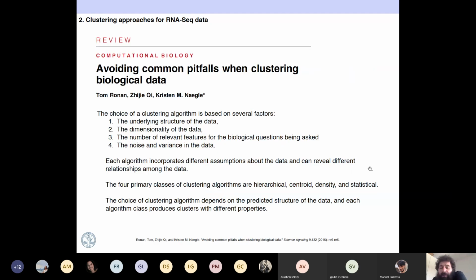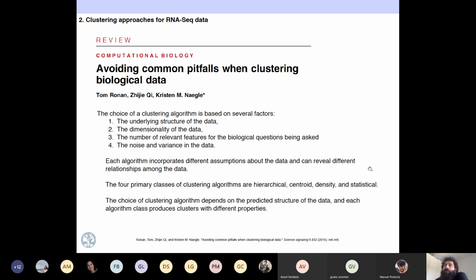Of course, this can be complicated. So my recommendation is there is a good review that I found when I was preparing the class, about avoiding common pitfalls when you are clustering biological data. That was a very useful review. So let me summarize the important messages you should have in mind when you are going to do clustering on your data. First, you need to know the underlying structure of your data, and to know that, doing a PCA would probably be a good idea.